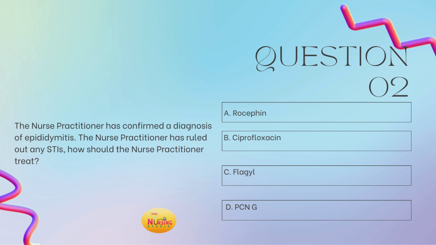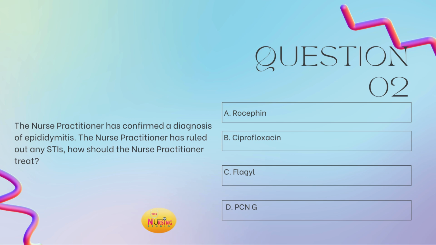So here the stem of the question states, the nurse practitioner has ruled out any STIs. How should the nurse practitioner treat? So you know what I tell you, if they're asking for a treatment option, you need to run it back and see what the diagnosis is. See if they have provided you with the diagnosis. And if they have not, take it a step further and look at those assessment findings to determine the diagnosis. But here they have provided it, and the diagnosis is epididymitis.